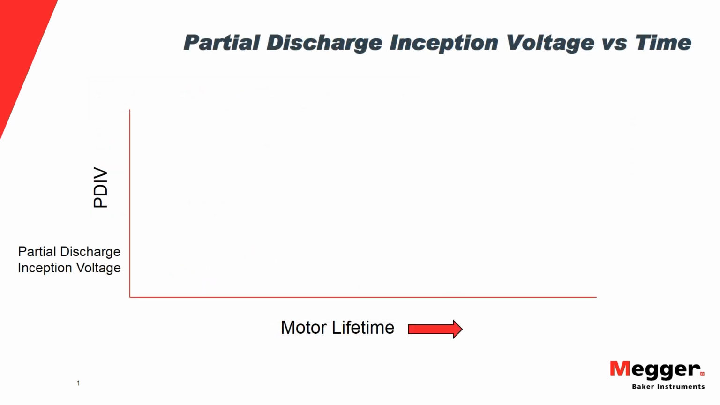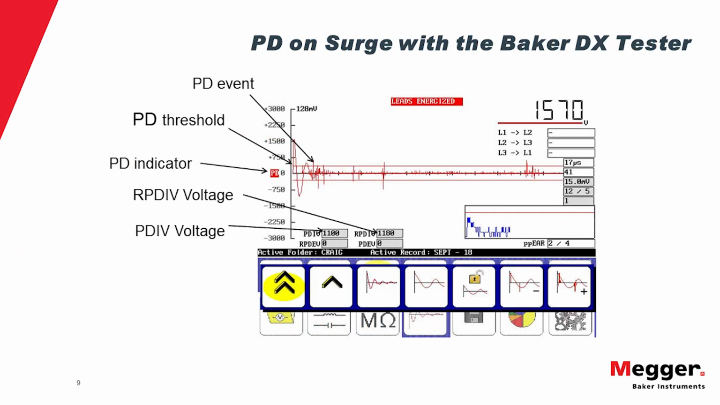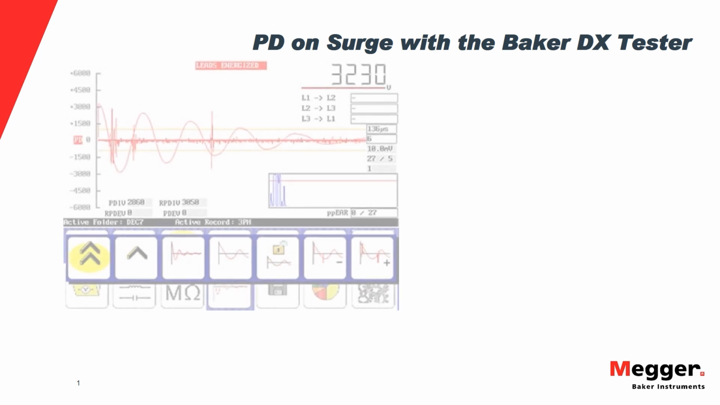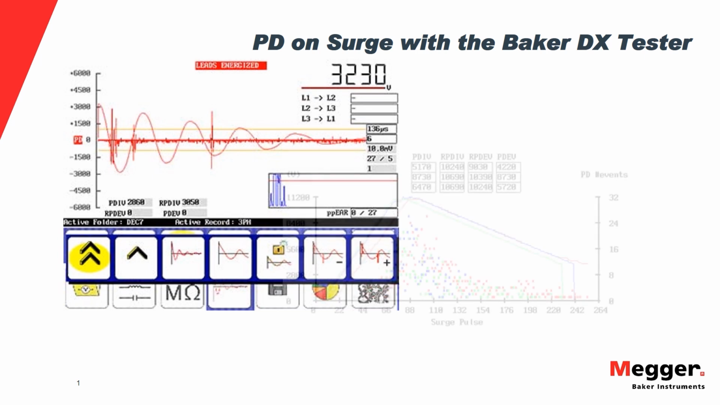The Baker DX tester, equipped with the optional partial discharge module, has the capability to detect the high-frequency discharges associated with partial discharge during a surge test. It will provide the voltage level at which the partial discharge activity occurs, which can serve as a quality check for a manufacturer or a predictive failure indication for the end user.